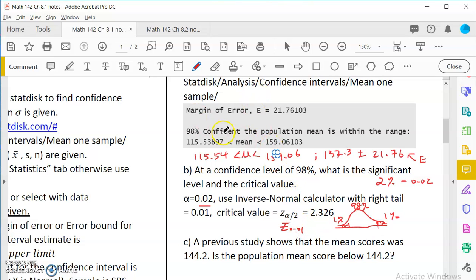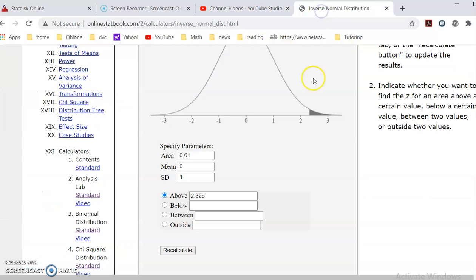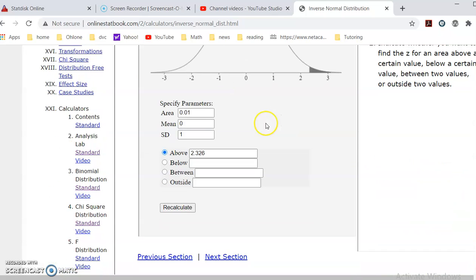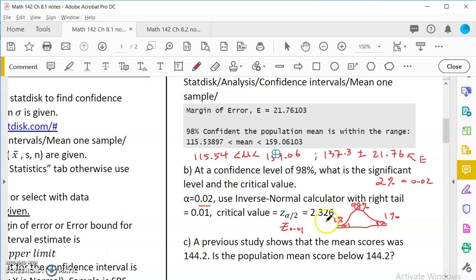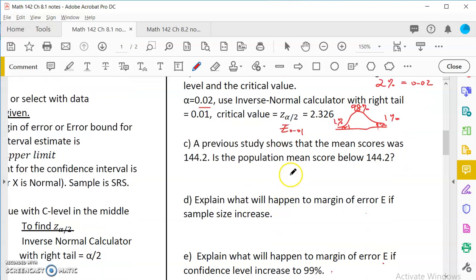I think I had this question in classwork 6.1, but we will just review it. If we are to do that, we use the inverse normal distribution calculator. Write 0.01 on the right side, and the answer is 2.326. So the critical value is 2.326. That means it is 2.326 tick marks from the mean. Each tick mark is sigma over square root n.